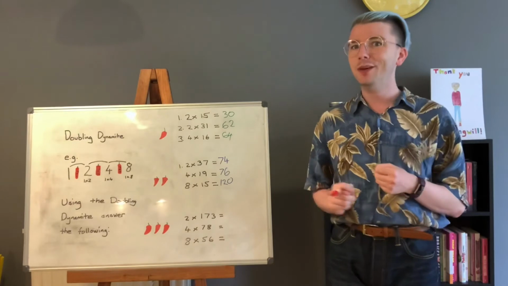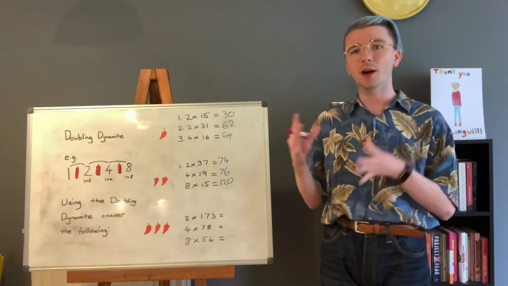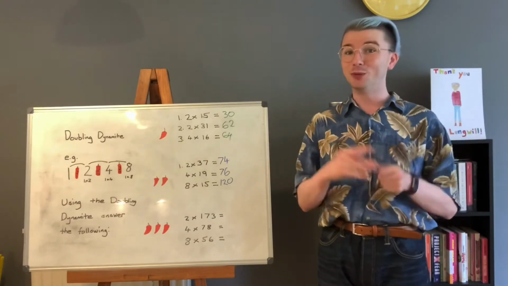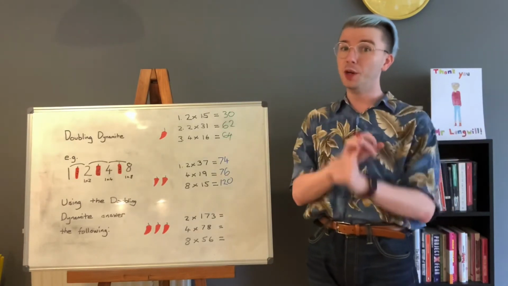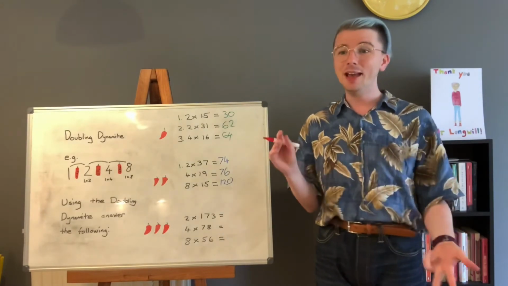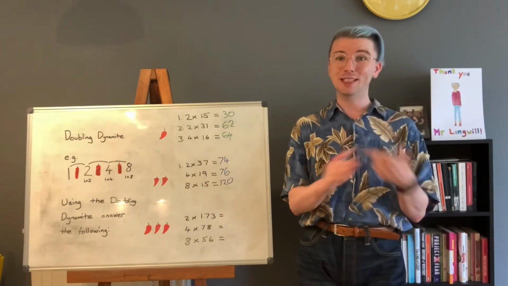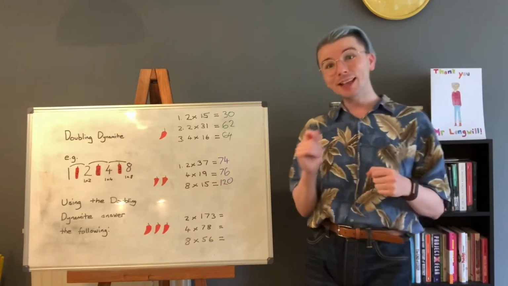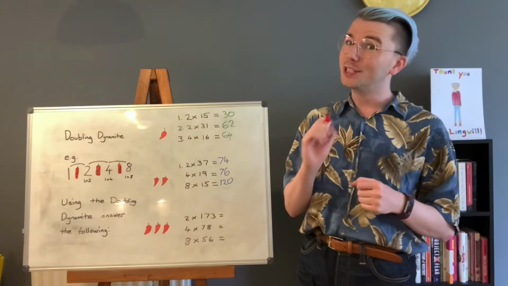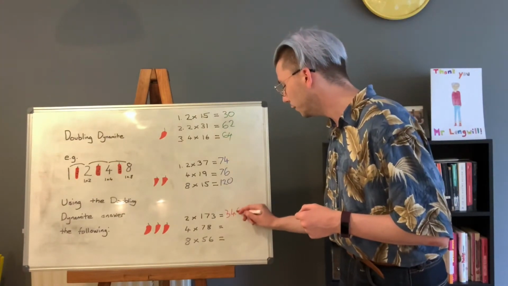But we are working with a bigger number than usual, so it might be easier if you split the number up, double those, and add it all together. For example, double 100 is 200, double 70 is 140, and double 3 is 6. So if you add 200, 140, and 6 all together, that gives you an answer of 346, which is our answer to the first problem.